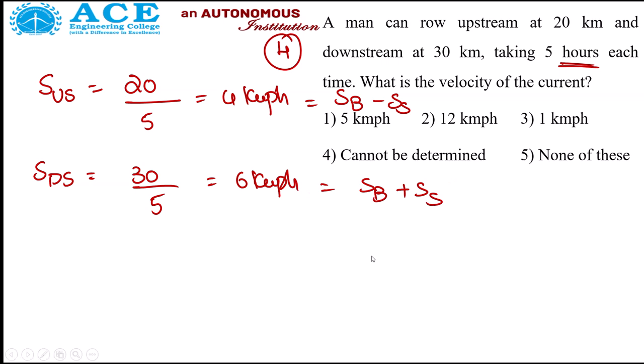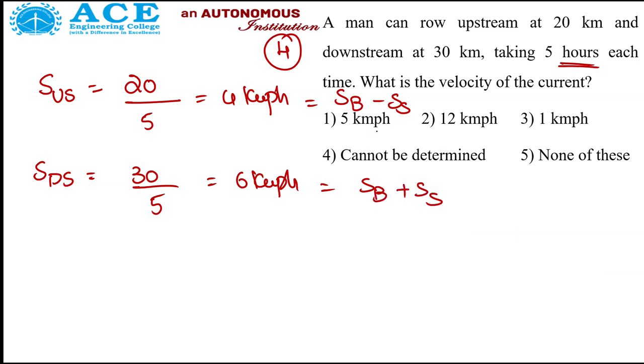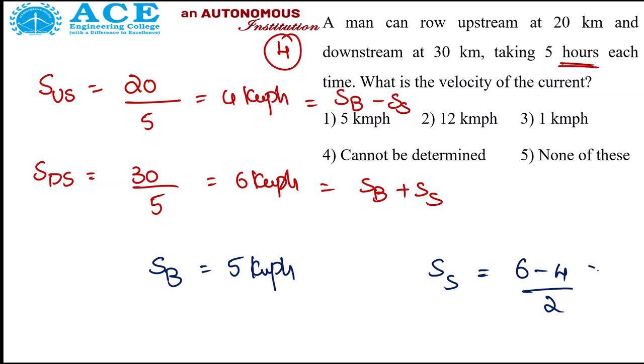Adding these two and dividing by 2 will give SB. That is also there in the options. If you add these two, SS will get cancelled and we get SB. SB will be 5, but the question is regarding SS. Subtract these two and divide by 2, which is nothing but 1. That's option 3. Subtract, then divide by 2, we got 1 kilometer.